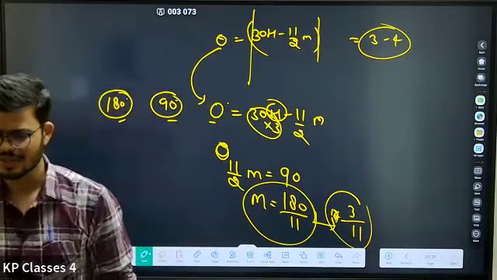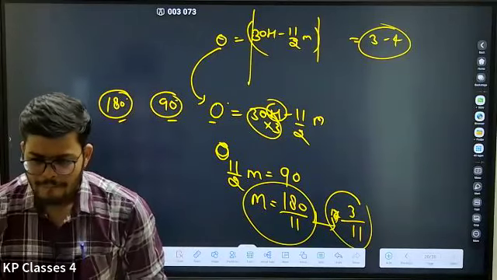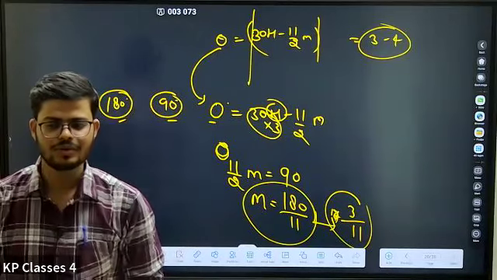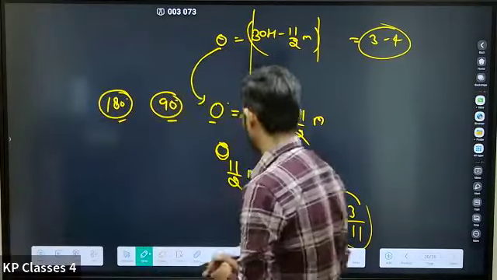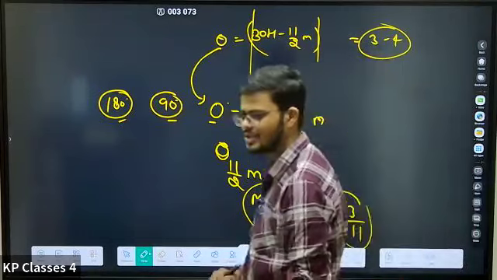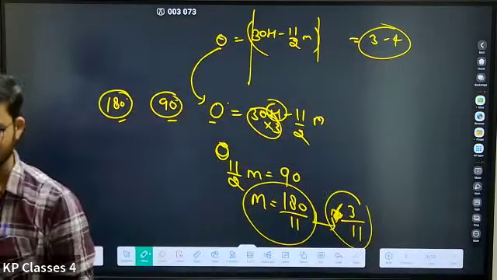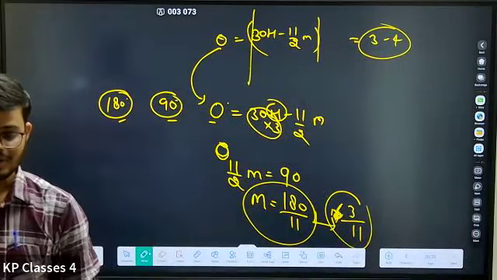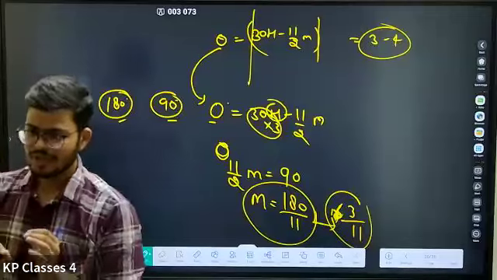16 3 by 11. Just a second. It will be 16 3 by 11. This is about when these theta values are given.